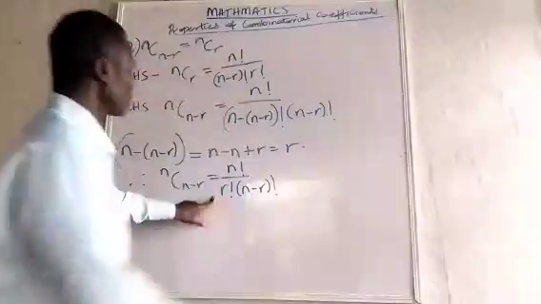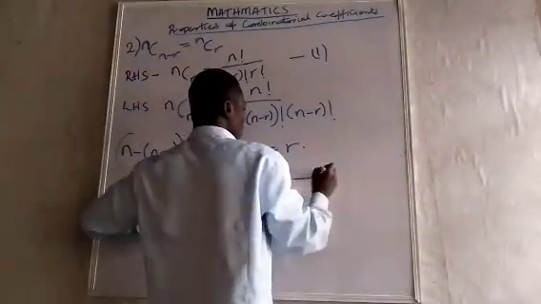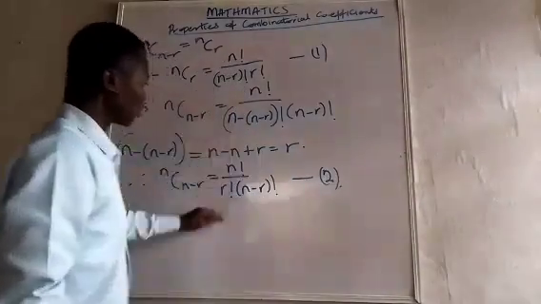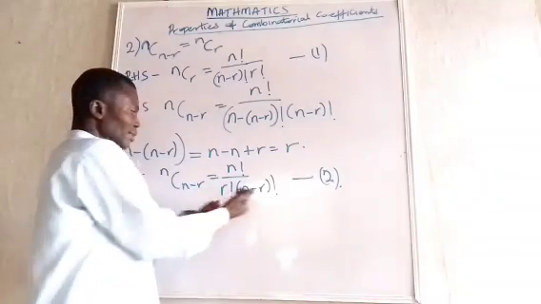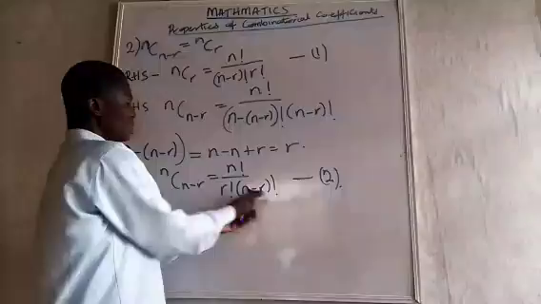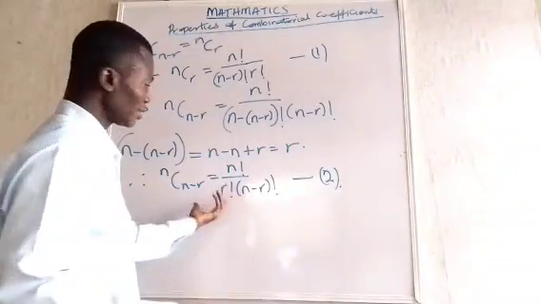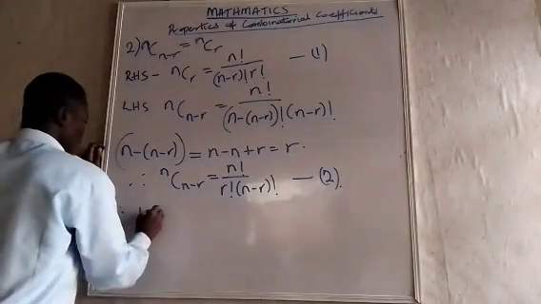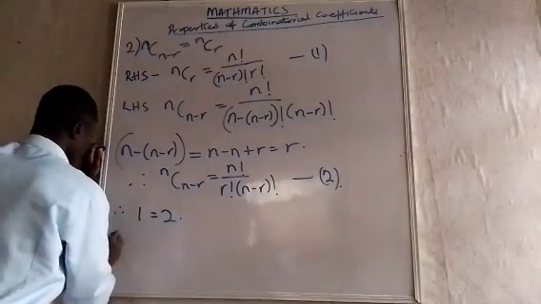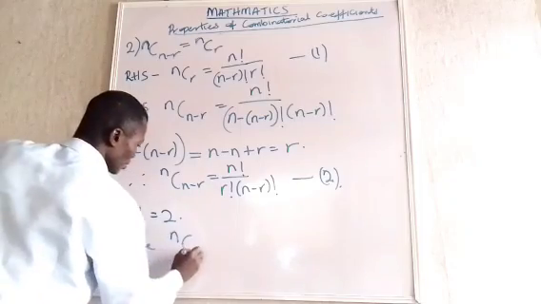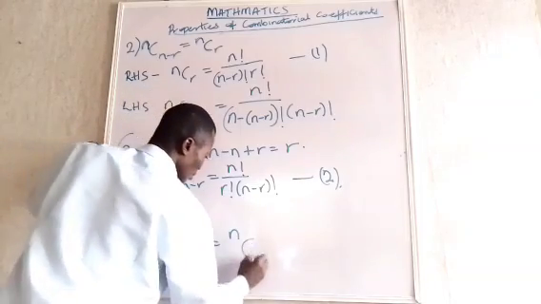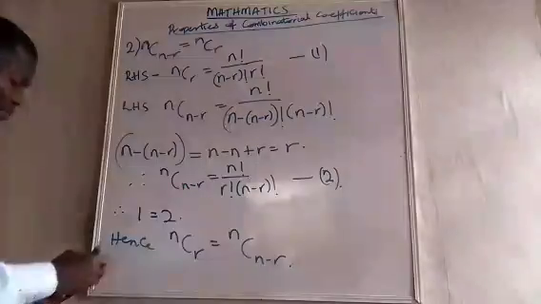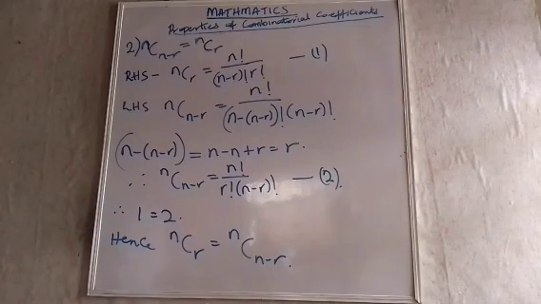Now if you compare this one, let's make this 1 and 2. If you compare 1 and 2, you can see that it is just like interchanging the position of the products in the denominator. Therefore, 1 is equal to 2. Hence, nCr is equal to nC(n-r). Simple. So if you know this one and the first one, it makes your work fast. And so many things that you would be troubling yourself with, you get your answer easily.